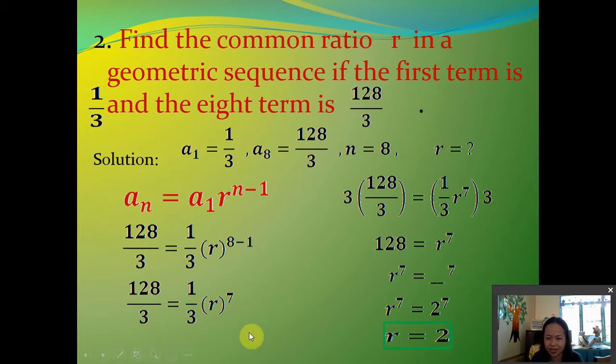Okay. Did you get this part here? So again, you are going to look for a number that if you are going to raise to the power of 7, it will give us 128. Or if it's hard for you to think what number, just simply get the 7th root of 128, and that is 2. Checking, that is 2 times 2, or multiply 2 7 times, and that is equal to 128. So therefore, our r is equal to 2. So for this particular problem, the common ratio is equal to 2.